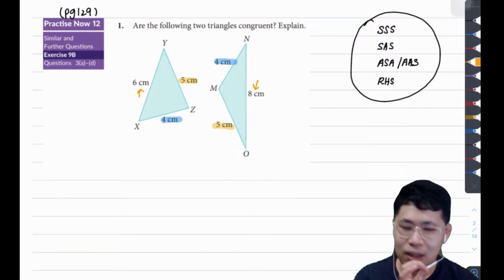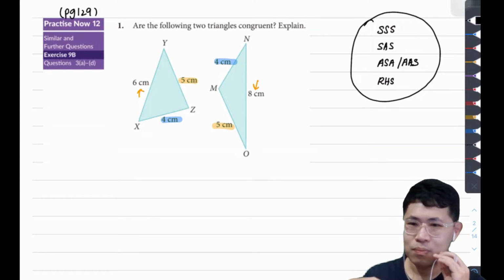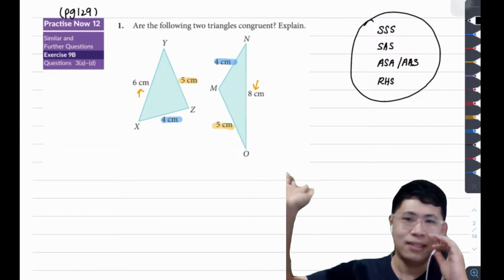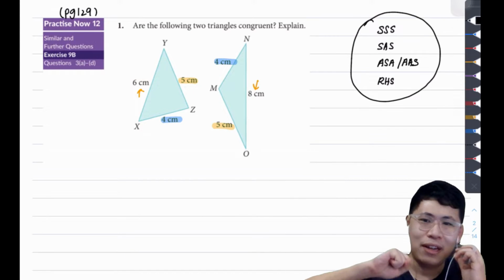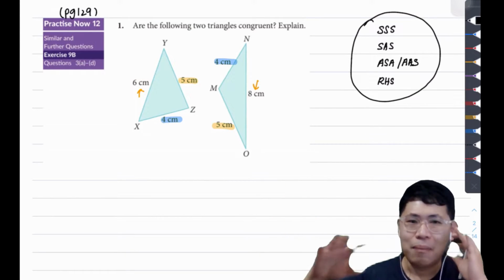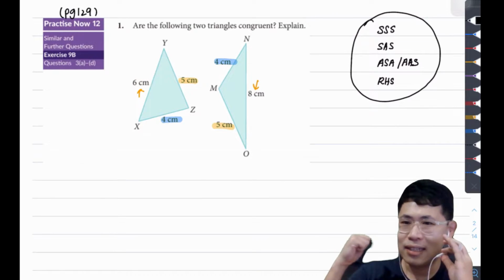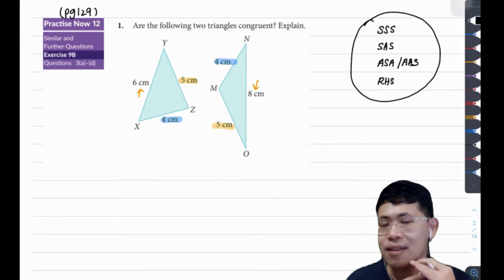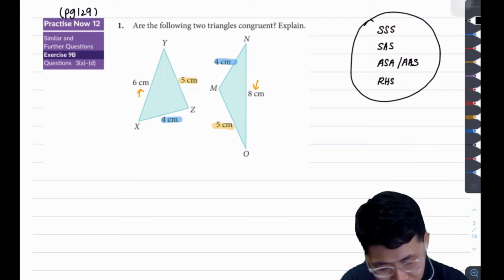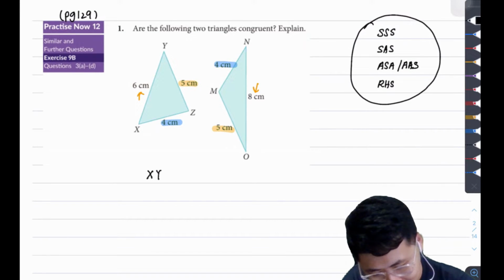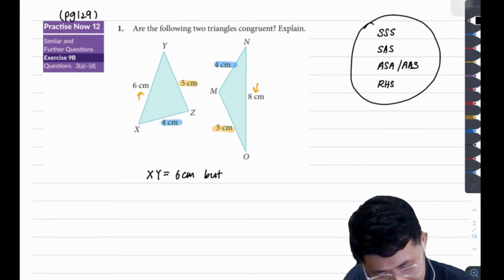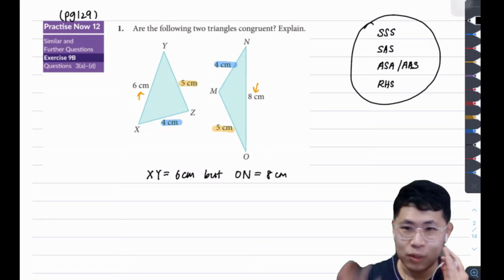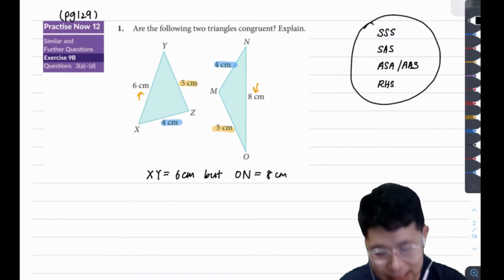So how do we write down our argument then? You can match the 4 cm and 5 cm, but somewhere along the line we must mention that there's a 6 cm and an 8 cm that don't match, and because they don't match, they fail the SSS test. So I'm just going to dive right in to show that. XY is equal to 6 cm, but ON is equal to 8 cm. Because we have one side which is not equal already, it will definitely fail the SSS test.